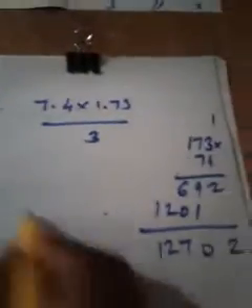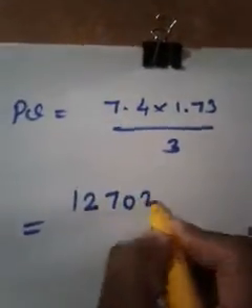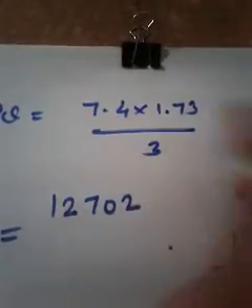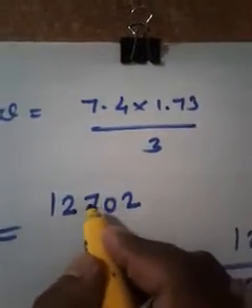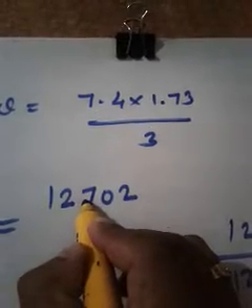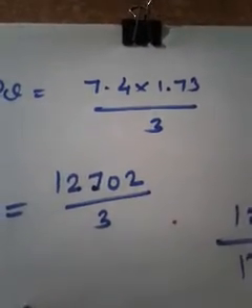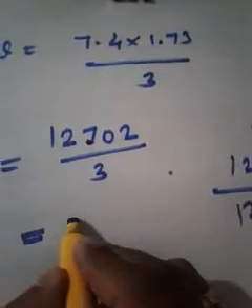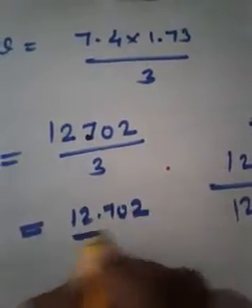So the answer will be 12702. You can see here 2 decimal positions, here 1 decimal position, altogether 3 decimal positions. So 1, 2, 3, here will be the point. Then divide by 3. So the answer will be 12.702 by 3.